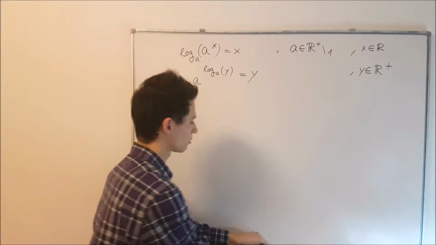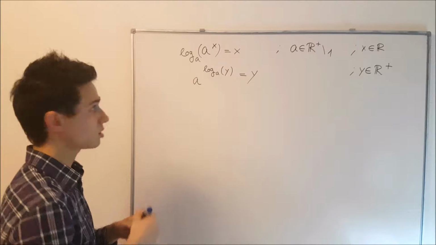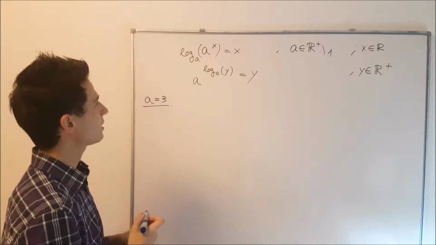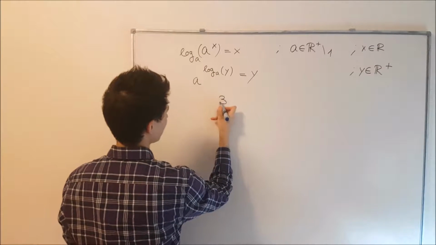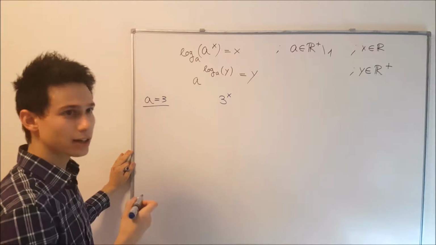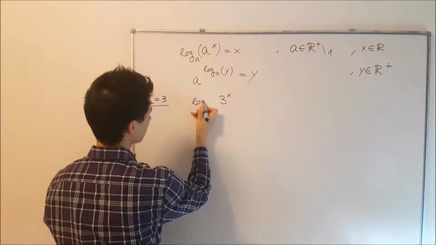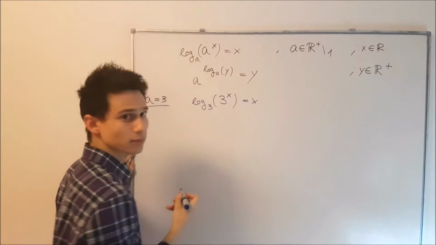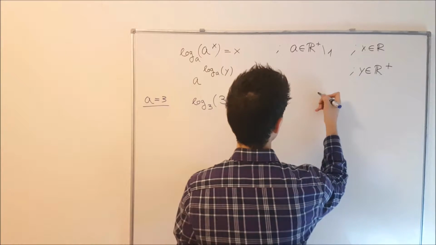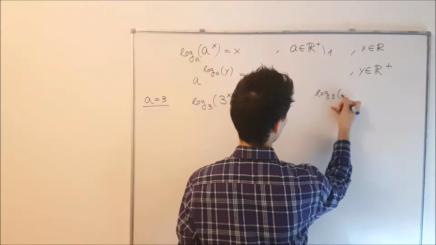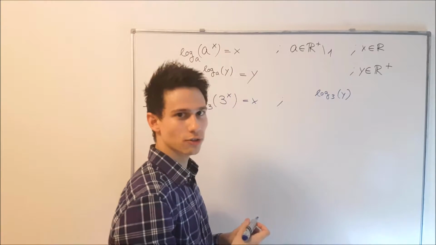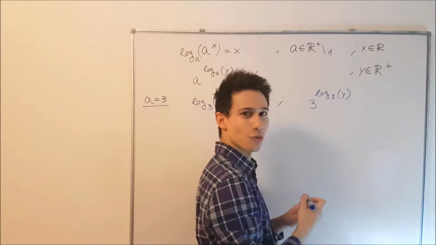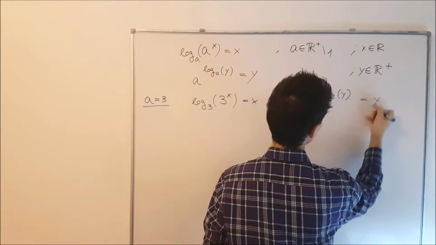Let's do a quick example. Suppose the base a was 3. Then we have the exponential function 3 to the power x. And the inverse function of 3 to the power x would obviously be log to base 3, and this takes you back to the argument x. And also, if we have the log to base 3 of the argument y, the inverse is the exponential function 3 to the power x. So 3 to the log 3 of y takes you back to the argument y.